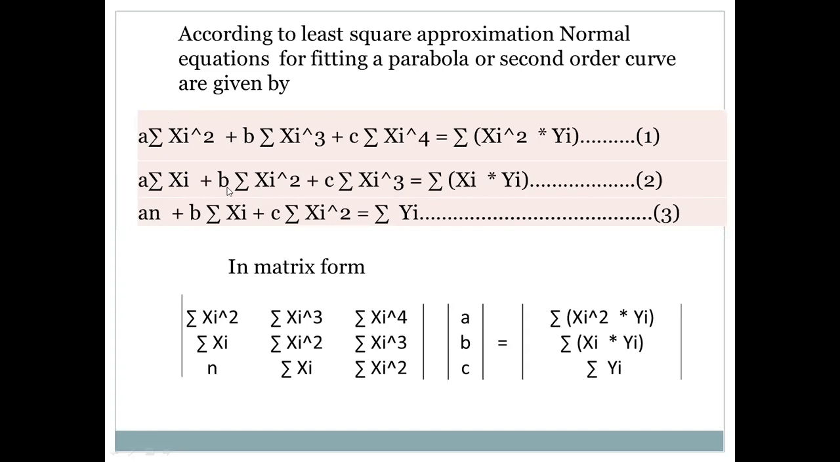B coefficient is multiplied with sum of xi cube, sum of xi square and sum of xi. So that is written in the middle column of the matrix, and the C coefficient is multiplied by sum of xi raised to 4, sum of xi cube and sum of xi square. This is written in the third column of the matrix. Okay, so A, B, C equal to these constants. So for simplicity, we can write these three equations in the matrix form for solving.